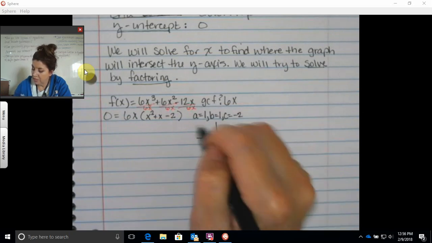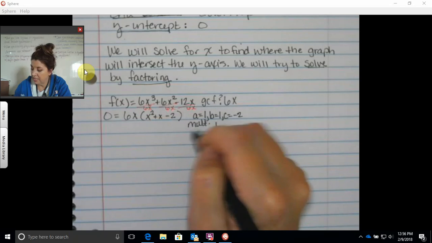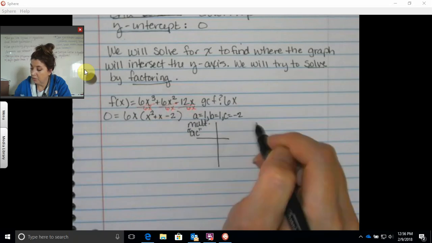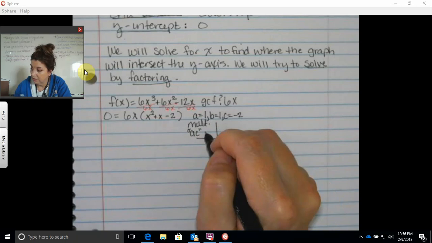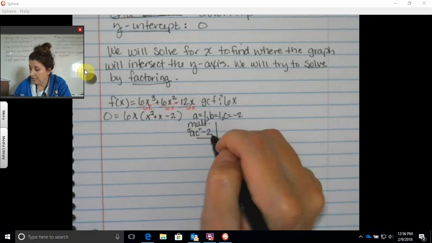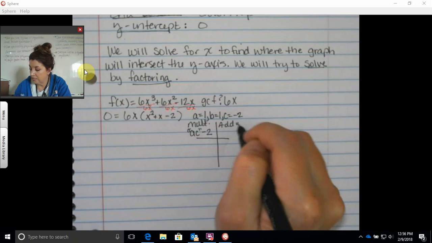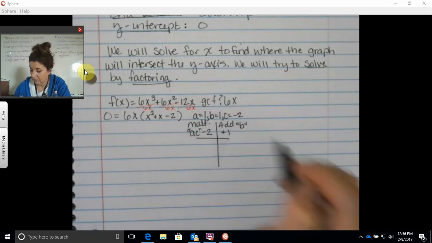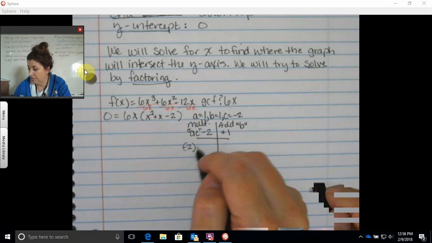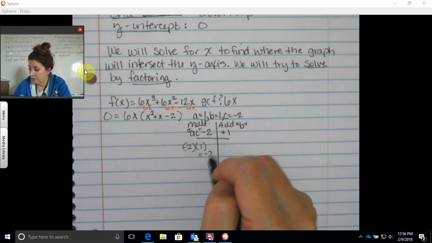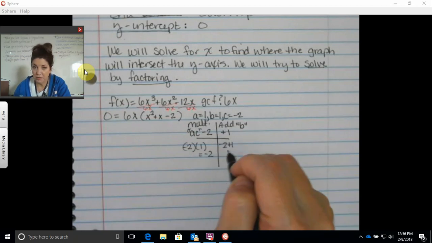We need two numbers that multiply together to give us A times C. Hold on, what is A times C first? Negative 2. And they need to add to give us B, which is positive 1. Negative 2 and positive 1? Negative 2 times positive 1 is negative 2, negative 2 plus 1 is negative 1. Is that going to work?